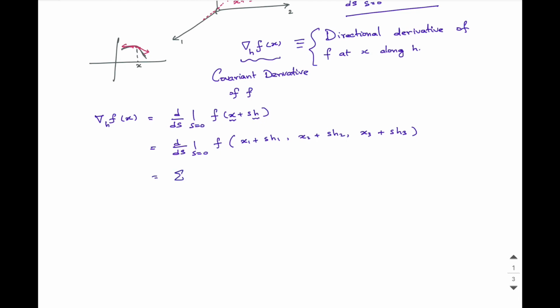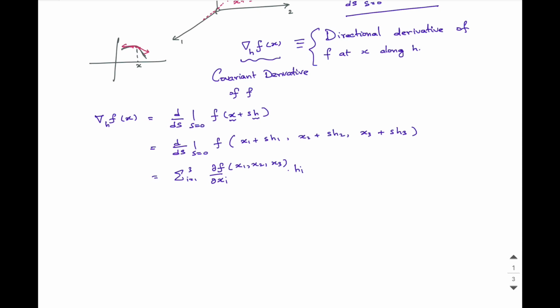So I'll write it as a sum over i going from 1 to 3 of the partial derivative of f with respect to x_i at the point x1, x2, x3 multiplied by h_i, which is nothing but, if I take the derivative of x_i plus s h_i with respect to s, I get h_i, and when you evaluate it at s equal to 0, you again get h_i times h_i. That's the multiplication of real numbers. Again, this holds true for every i, so this is the equation.